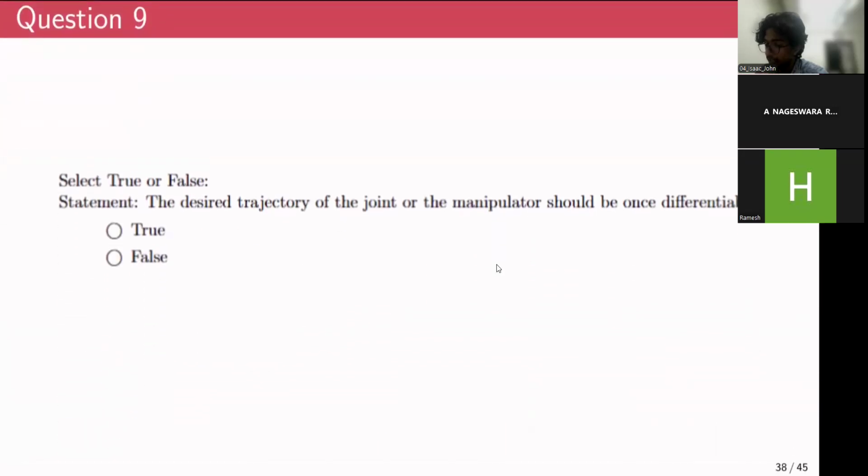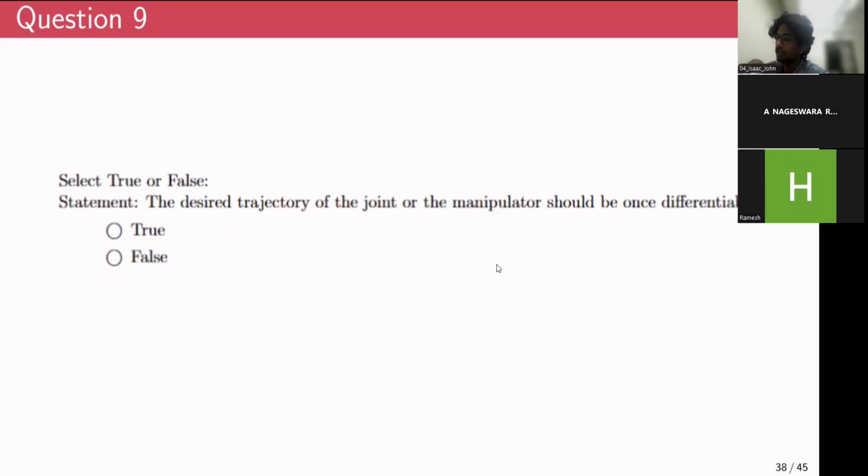Moving on to question 9, the desired trajectory of the joint manipulator should be once differentiable. No, it should be at least twice differentiable, right? Otherwise, how can I say that? If you cannot differentiate it twice, you won't get any accelerations.